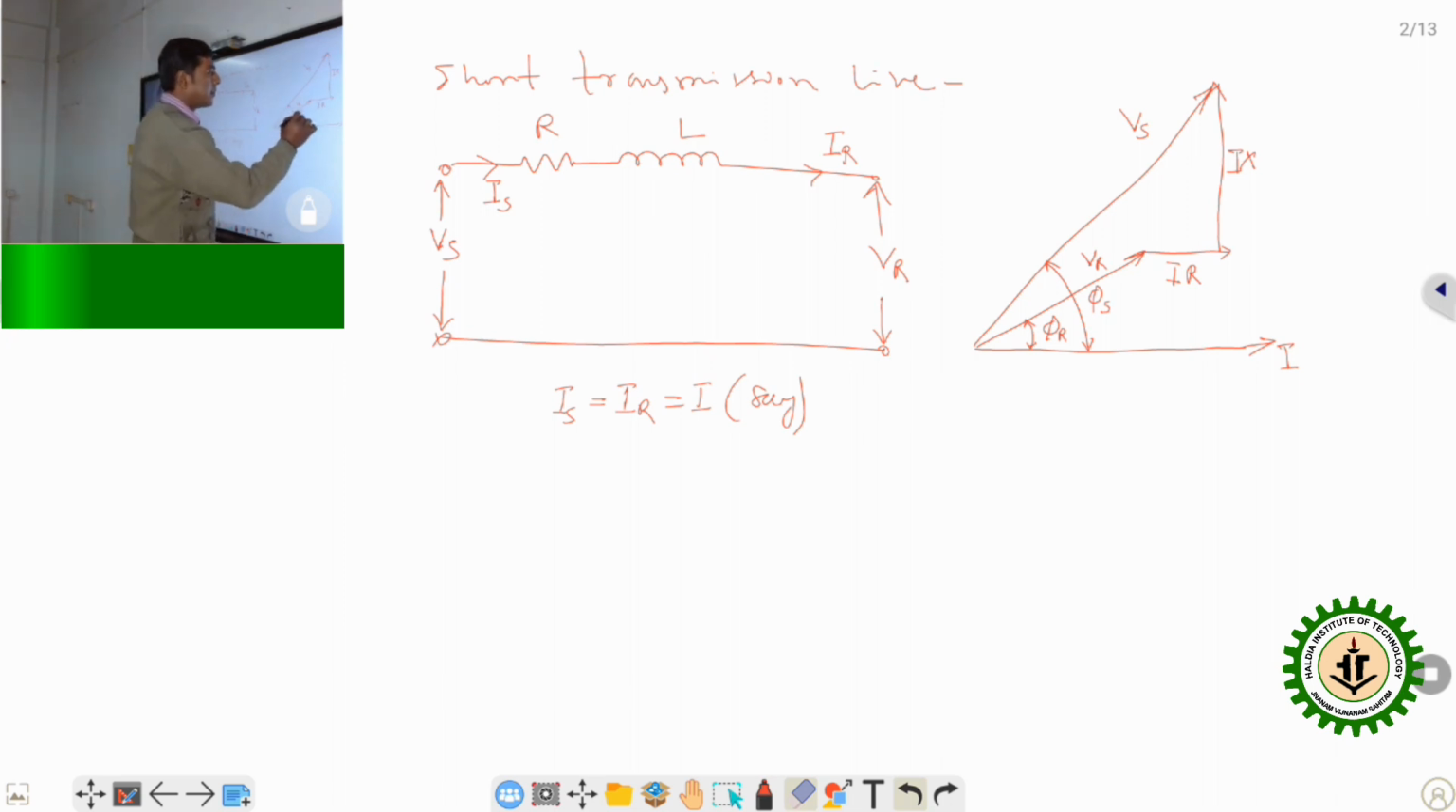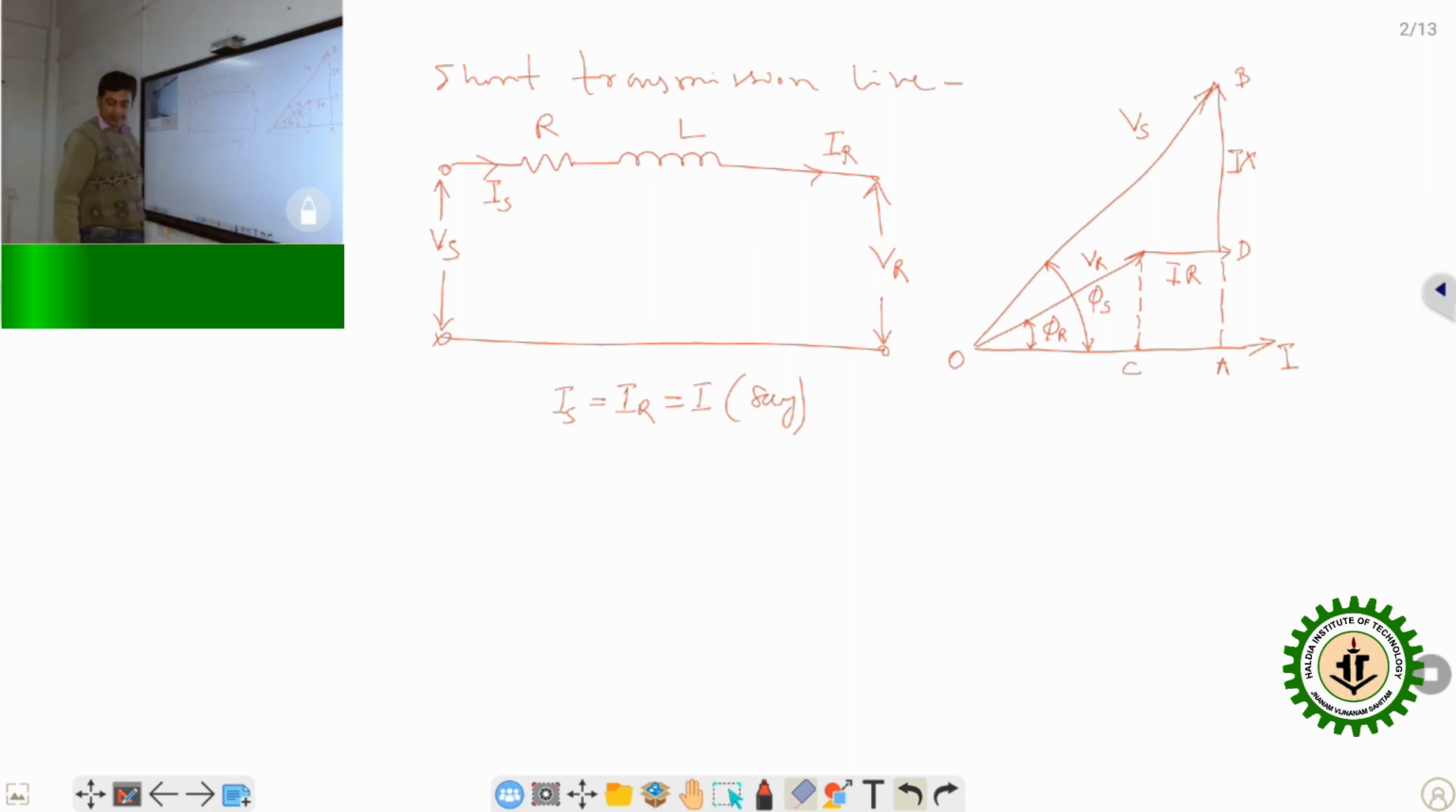Now see, here two components are created. One is VR cos phi R, and this is IR. First let me keep a nomenclature: this is O, A, B, C, D.